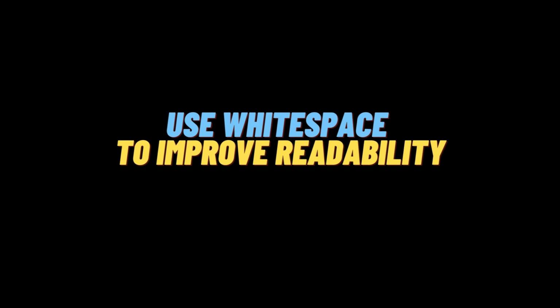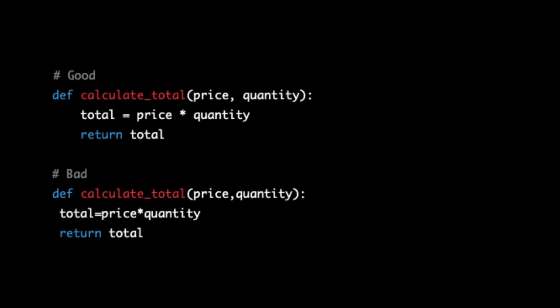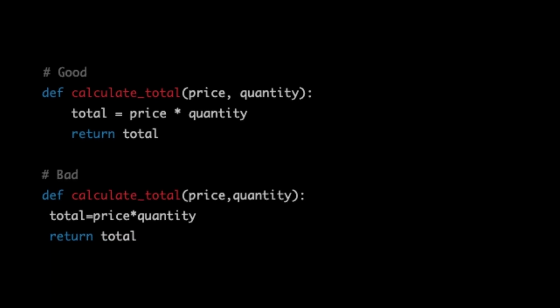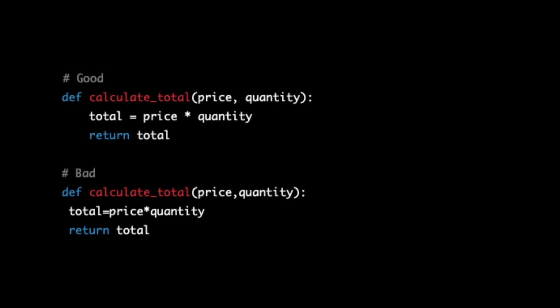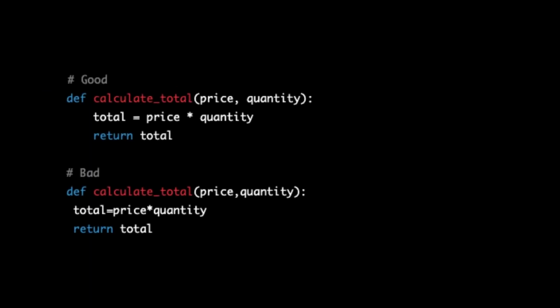The next tip is to use white spaces to improve readability. Proper use of white spaces can help to visually organize your code and make it easier to read. This includes using indentation to denote block structure and adding blank lines to separate logical sections of code. Here is an example for both the bad and good way, and you can see for yourself that there is a big difference, and the good way of course is more readable and clear.